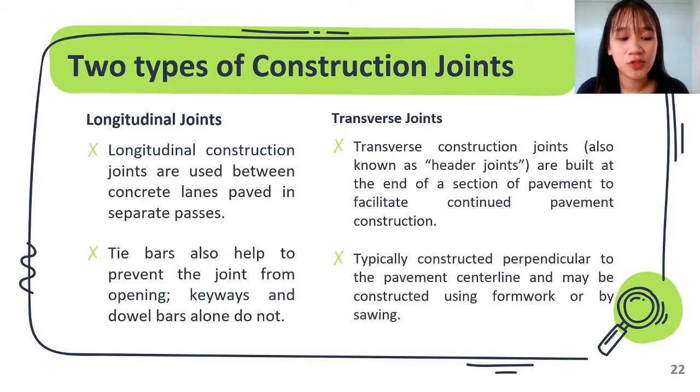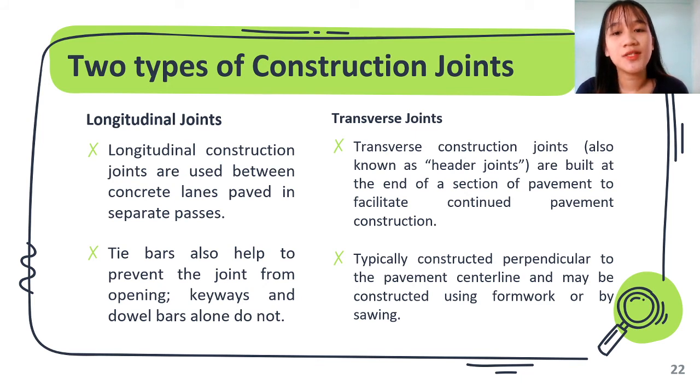The longitudinal joint also serves as the lane marking in highways with two or more lanes. As you can see in our highways, there is a longitudinal joint between the two lanes, so it separates two or more lanes. Tie bars can be used in this longitudinal joint. Keyways or dowel bars alone do not, but tie bars can be used alone with longitudinal joints. The need for this longitudinal joint is to prevent shrinkage cracking happening during the initial period of curing of the pavement. Now let us study transverse joints.